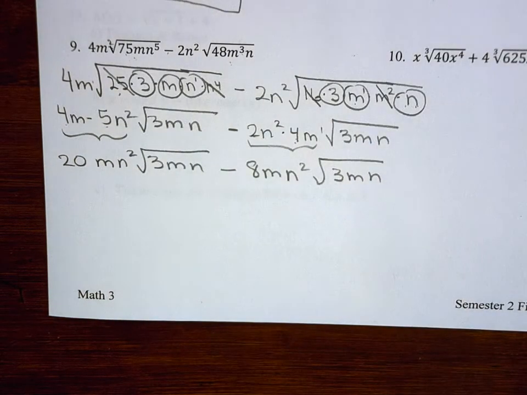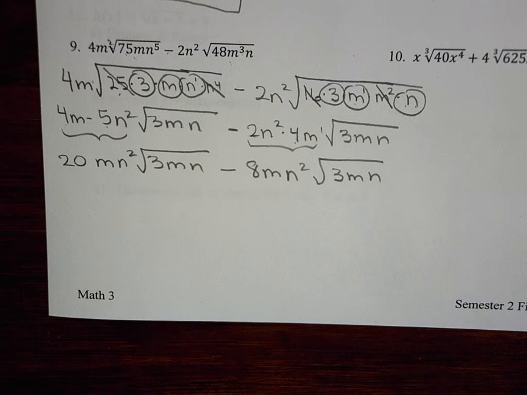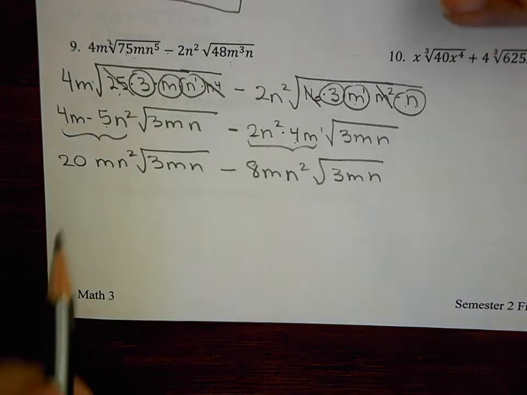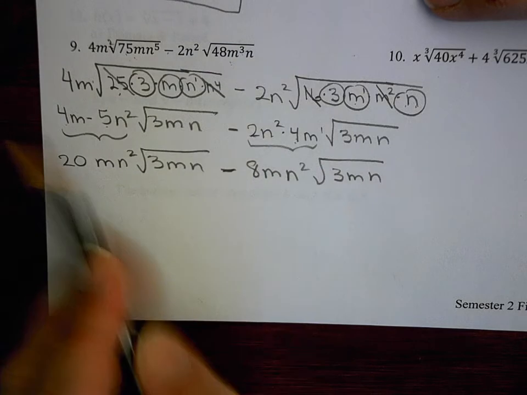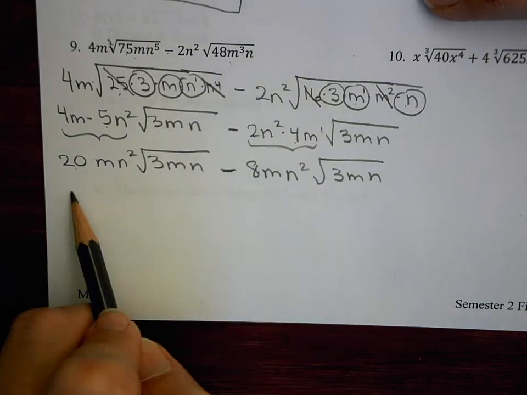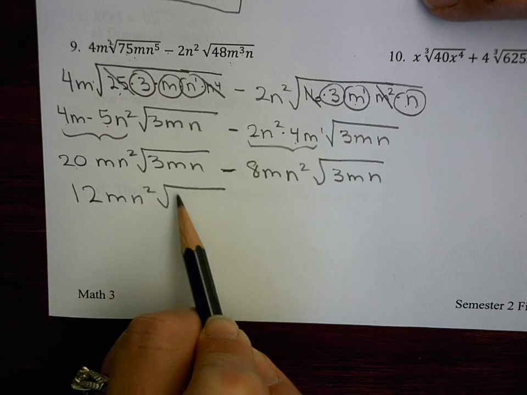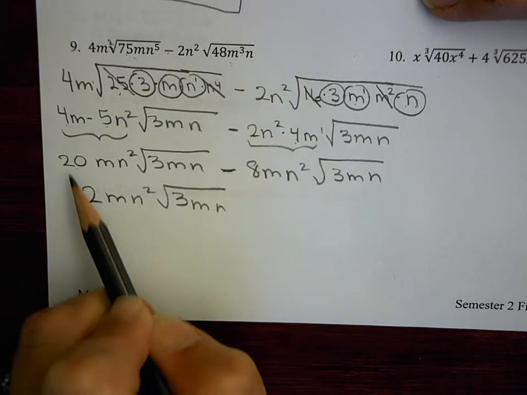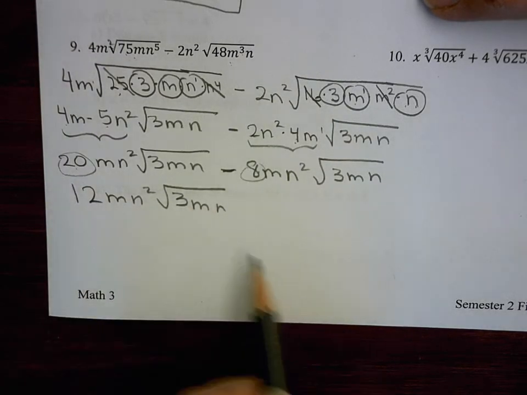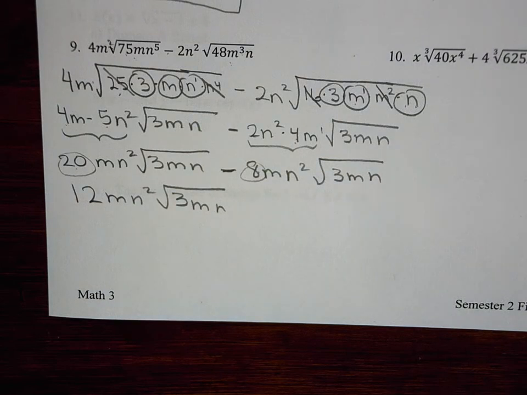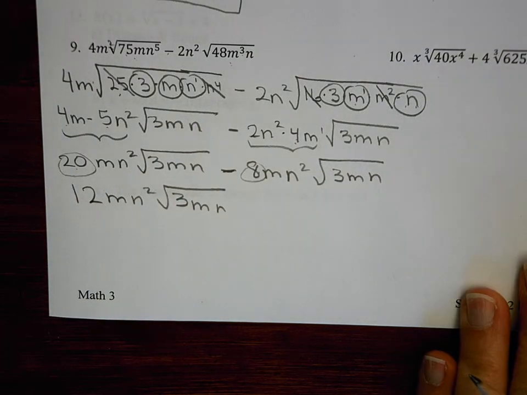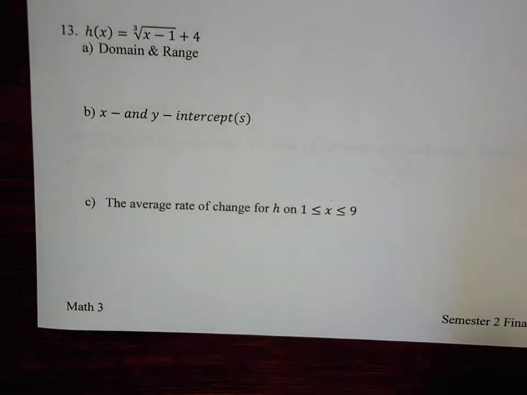Okay, so now that I've reduced them completely and combined my leading coefficients there, I can now go ahead and combine. So I'm just subtracting here, so I'm just going to do 20 minus 8, so that means I have 12 mn squareds altogether, and a root of 3 mn. So again, all I'm doing is subtracting my leading coefficients. Everything else is staying the same. Okay? All right, let's take a look at the next page.